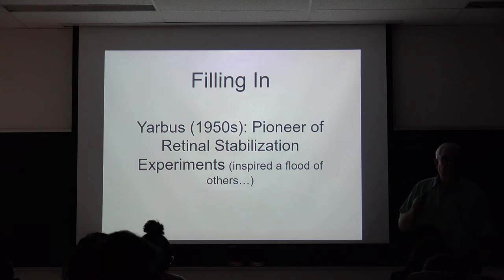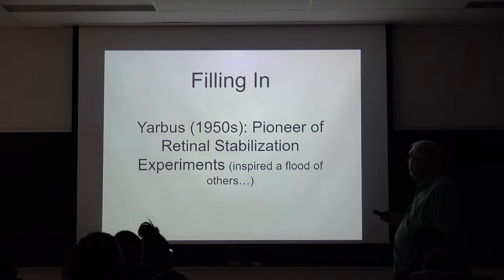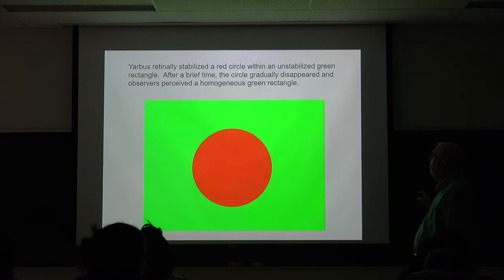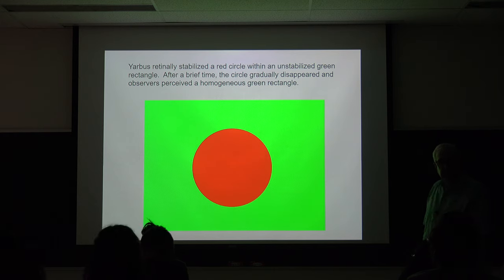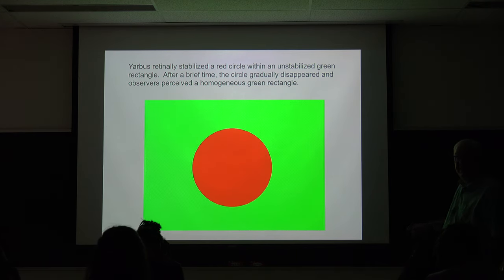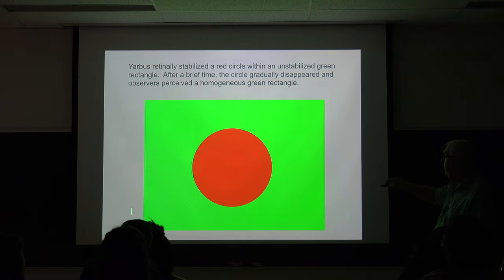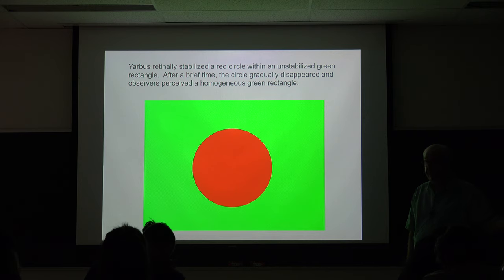Now, Arbib did one really interesting experiment that I'll tell you about now. He started out with a retinally stabilized red circle. So the red circle is going to be stabilized on the retina. These contours are going to go away. And then after looking at this for a while, that red circle is going to disappear. Now the question is, what takes its place? Now these contours are not stabilized. So you're going to see the green square here all the time, but this contour is stabilized and this circle will disappear.